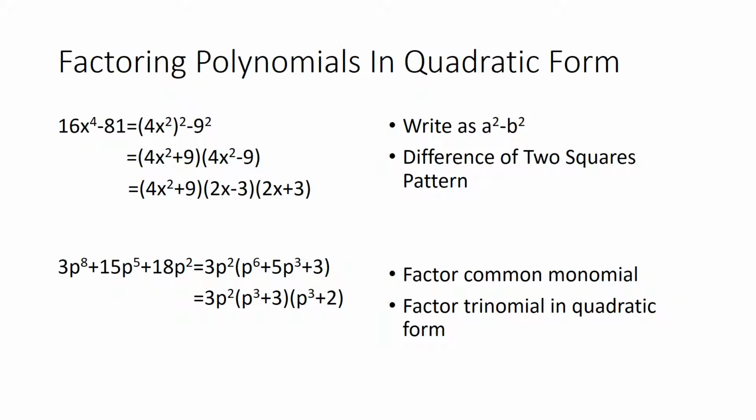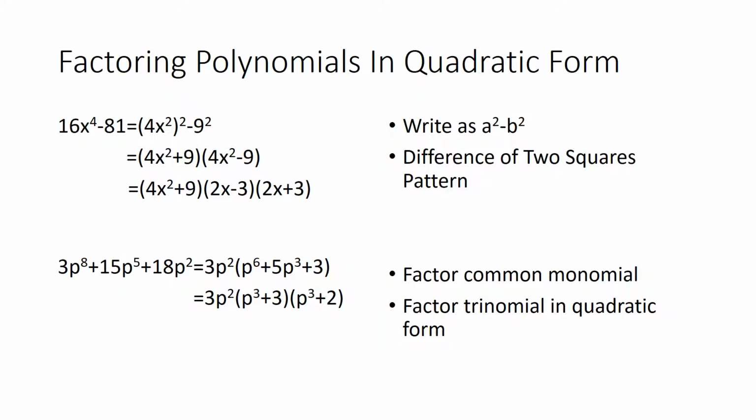Factoring polynomials in quadratic form. We'll do 16x to the fourth minus 81, write as a squared minus b squared. We'll get 4x squared in parentheses squared minus 9 squared, and then we'll factor again and get 4x squared plus 9 in parentheses times 4x squared minus 9, and then difference of two squares, we'll get 4x squared plus 9 times 2x minus 3 in parentheses times 2x plus 3.